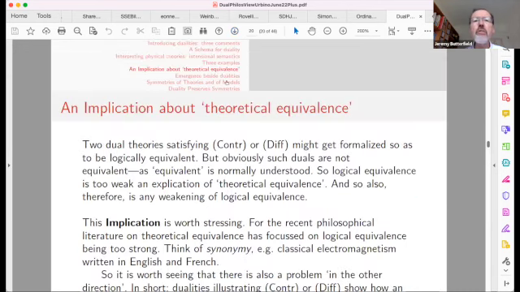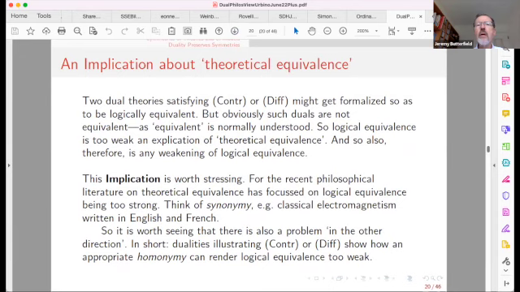Okay, so those were my three examples, and we now have a more philosophical comment about what this means for the philosophy of theoretical equivalence.